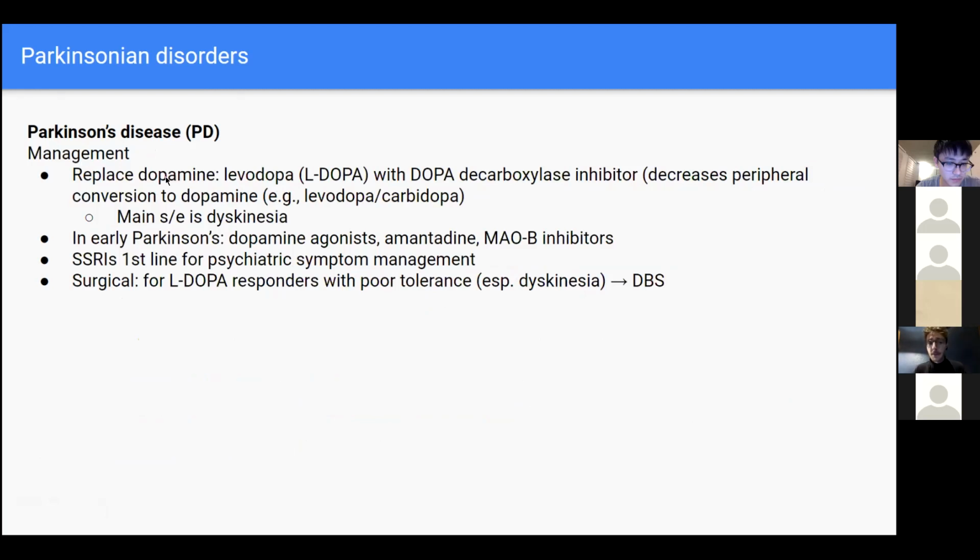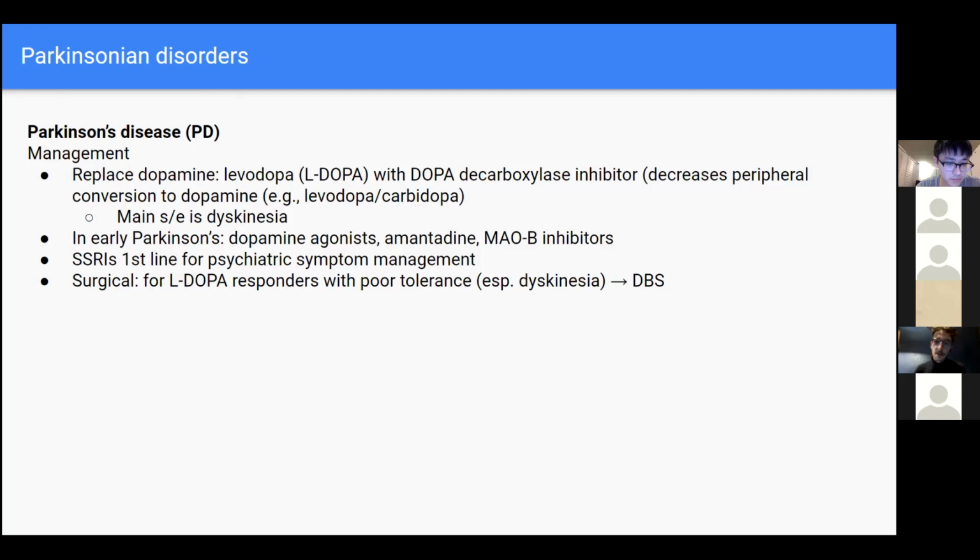So finally, for management, and really Parkinson's disease is probably the movement disorder that you're going to get the most information about in Block J. So I think some management points are pretty important. The mainstay of treatment is replacing dopamine. And the way that we replace dopamine is with a precursor that gets converted to dopamine called levodopa, which is L-DOPA. And that's always given now with a DOPA decarboxylase inhibitor. DOPA decarboxylase is what converts L-DOPA to dopamine.